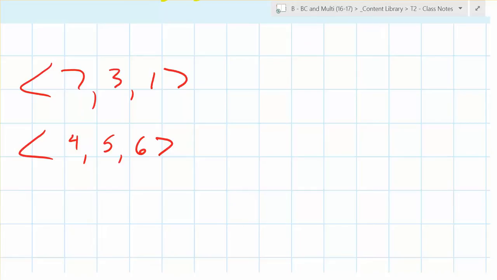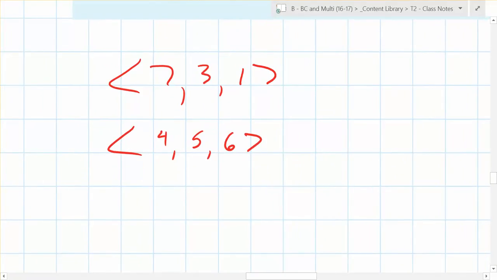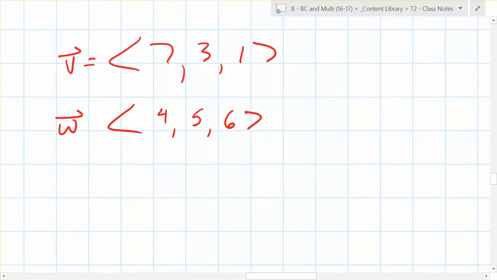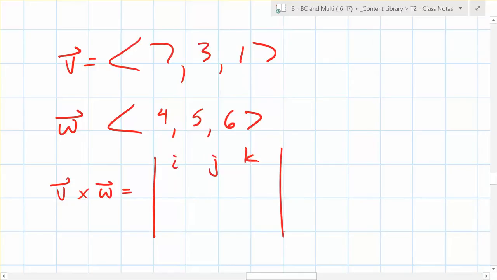Let's do it this way. If I want the cross product of these two vectors, and I'm going to call this one V and this one W, how do I do that? I first have to write out that matrix. So V cross W. Can someone who hasn't spoken yet tell me what I'm going to write out here? Soma, what is it going to be? I, J, K. Then 7, 3, 1, and 4, 5, 6.